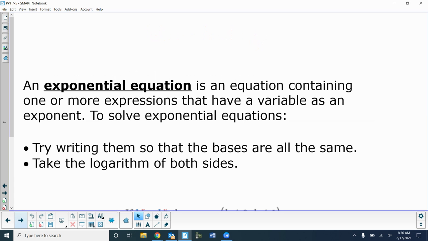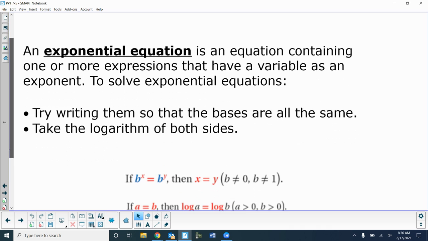All right? So, an exponential equation is an equation containing one or more expressions that have a variable as an exponent. To solve exponential equations, try writing them so that the bases are all the same. That's what we did when we tried to do it mentally before I showed you the change of base when we could do it in our calculator. Or take the logarithm of both sides. You'll probably do that second one. You can do that for everyone.